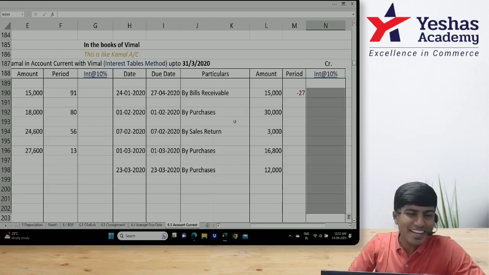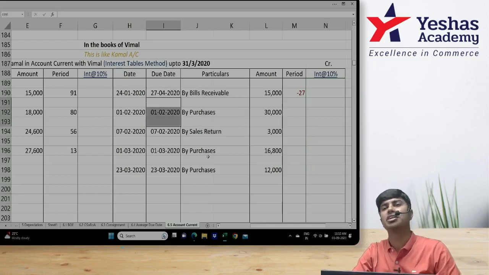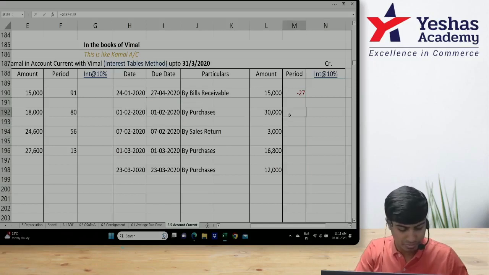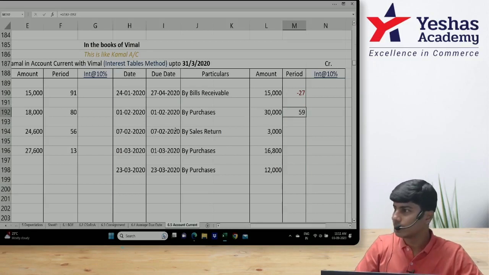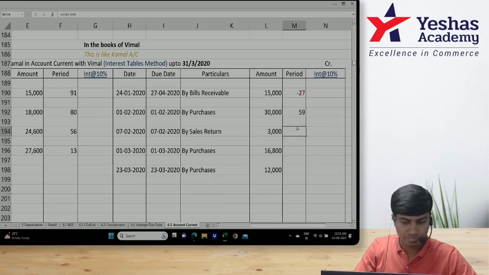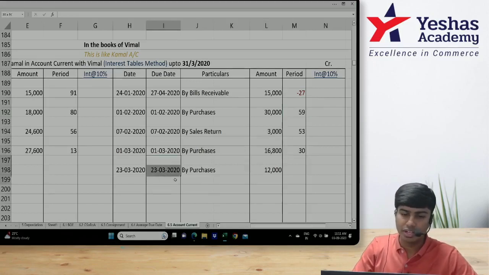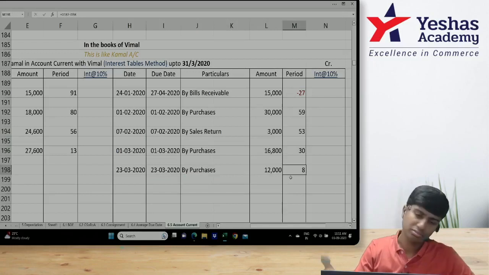Yeah. 27th April to 31st March over. 1st of February to 31st March: February 28 days, March 31 days, 29 days, sorry, 59. Correct? Okay. Then here, 7th of February: 22 days in February, 31 in March. Here, 1st of March, so basically 30 days in March. Here, 23rd means 8. Everyone got this?